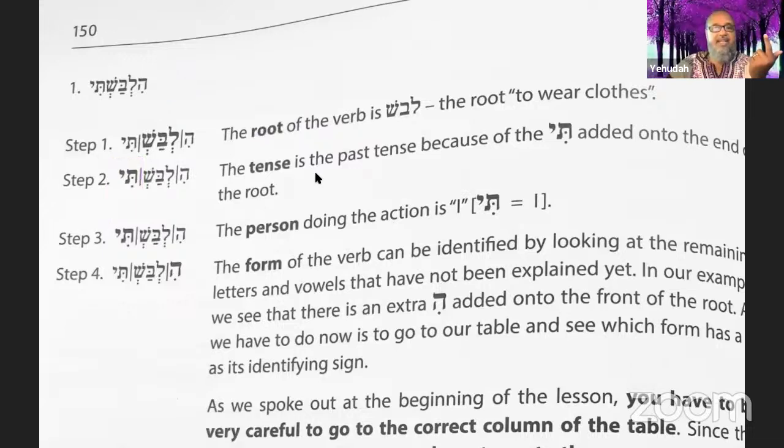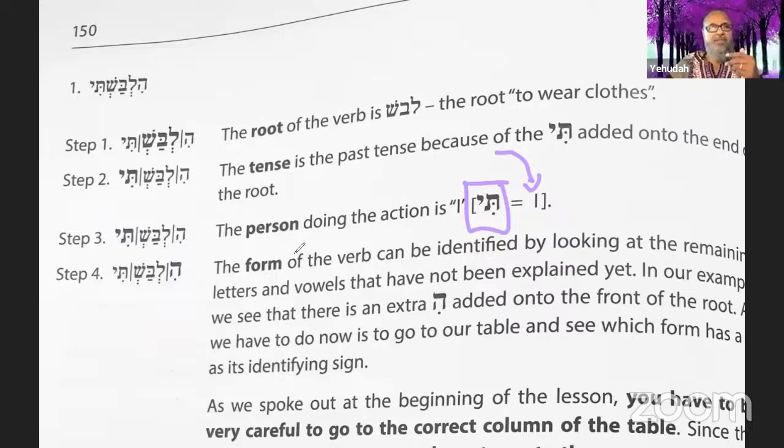And the person in this case is the tav, and the tav on the end in the past tense is I. Okay, so I, the first person singular, is doing the action. It doesn't tell you whether it's male or female. If it is male or female, it will be disclosed in the text. It will let you know within the syntax of the sentence, right? So an action is being done.